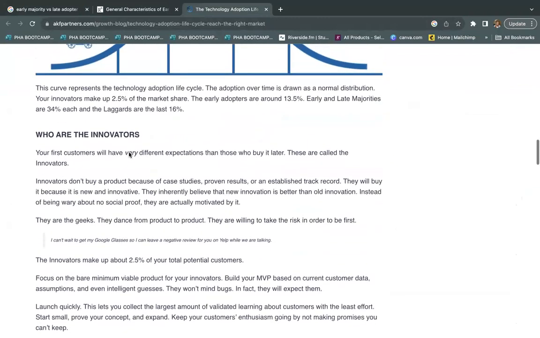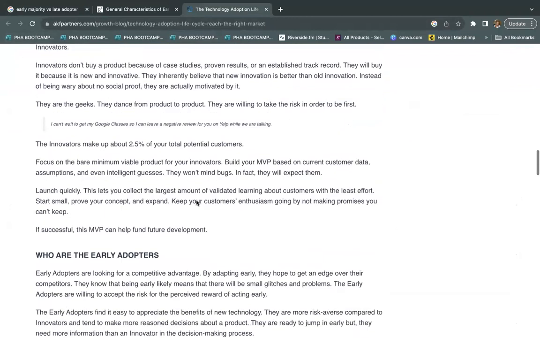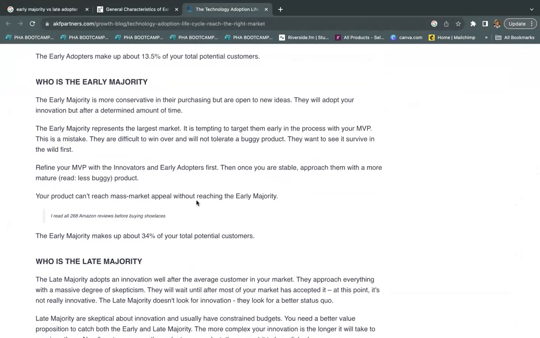So this is another place you can find the innovators. They are the first customers. They have different expectations than those who later buy it. Your early adopters, we just talked about them. The early majority, they are more conservative in their purchasing, but they are open to new ideas. But they will still look at it.